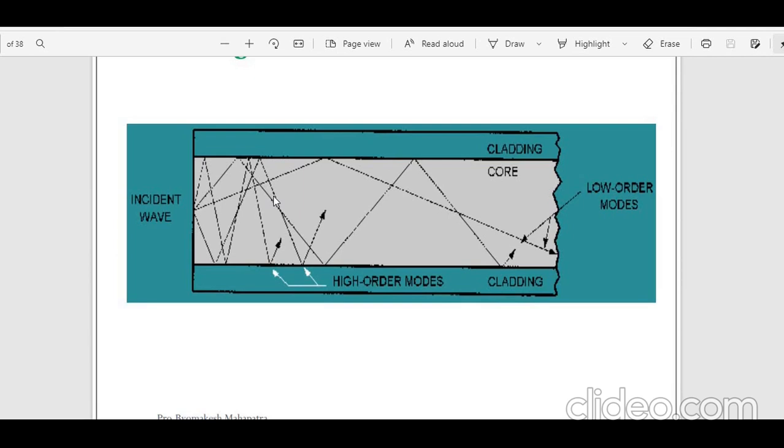There are four modes, right? TE01 and TM01 and others. We are going to learn about them in detail in the next session.